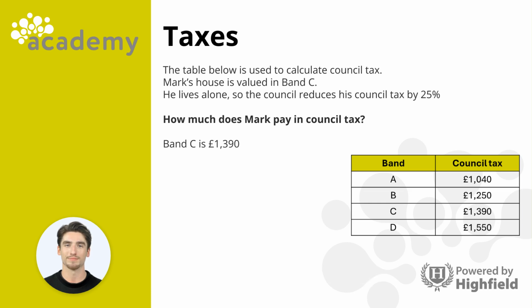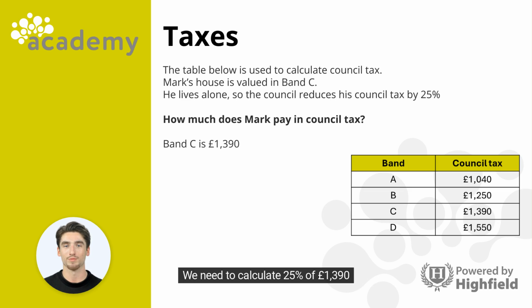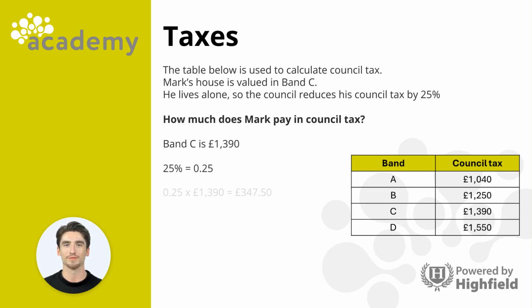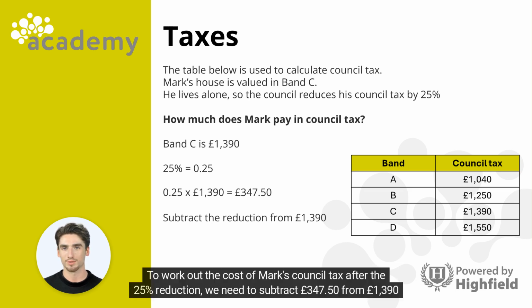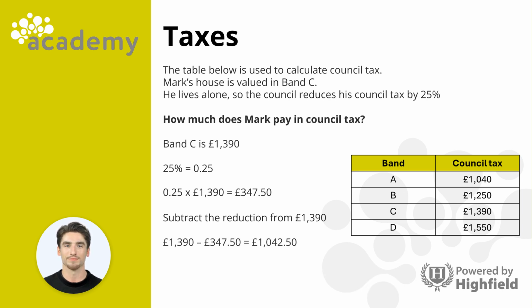£1,390. We need to calculate 25% of £1,390. As a decimal, 25% is 0.25. 0.25 multiplied by £1,390 equals £347.50. To work out the cost of Mark's council tax, after the 25% reduction, we need to subtract £347.50 from £1,390. This gives us £1,042.50.